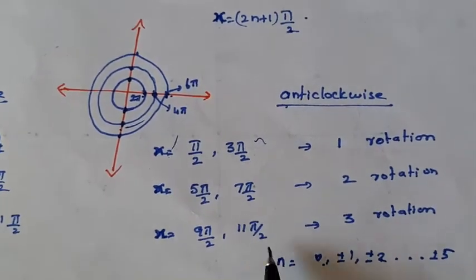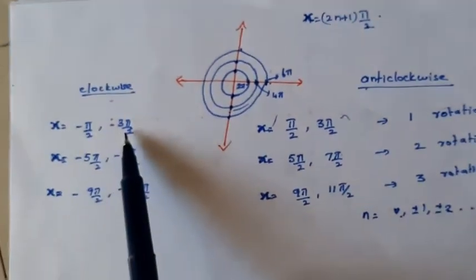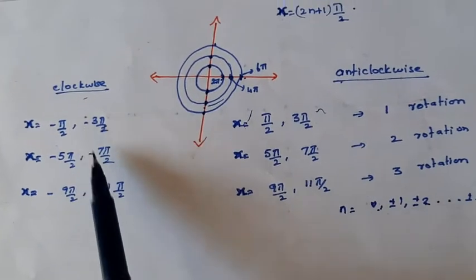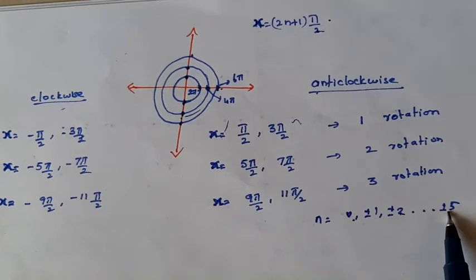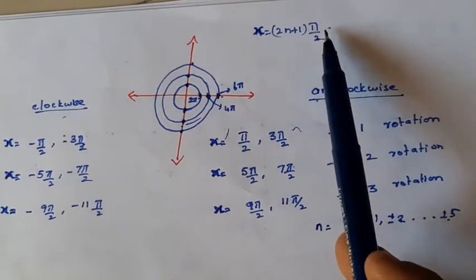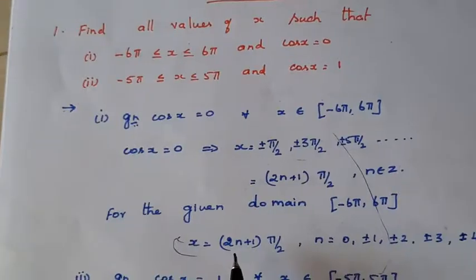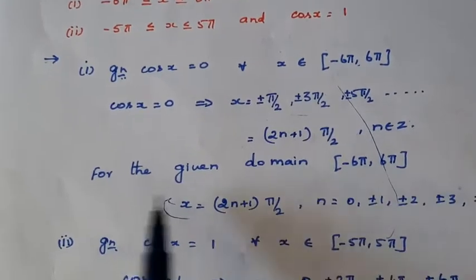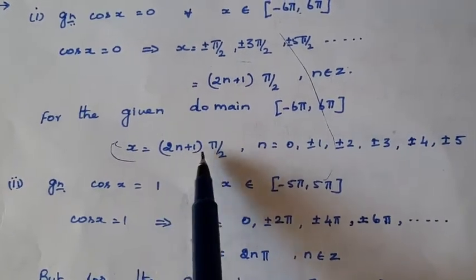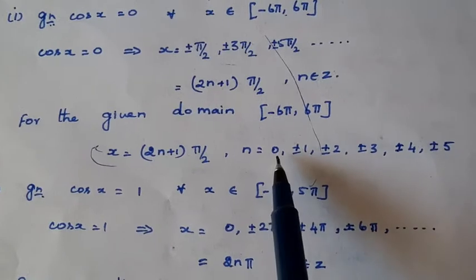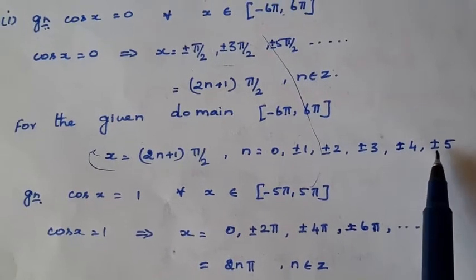Okay, that's all. And then similarly, when n is equal to minus 1, it is minus pi by 2. And when n is equal to minus 2, it is minus 3 pi by 2, and so on. So we got this minus 11 pi by 2 when n is equal to minus 5. So what would be the value of n here? 0 to plus or minus 5. Okay, so let us conclude the problem then. For the given domain minus 6 pi to 6 pi, x is equal to (2n plus 1) into pi by 2, where n takes the values 0, plus or minus 1, plus or minus 2, plus or minus 3, plus or minus 4, plus or minus 5.